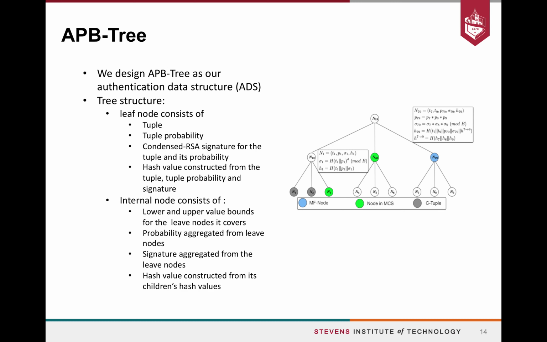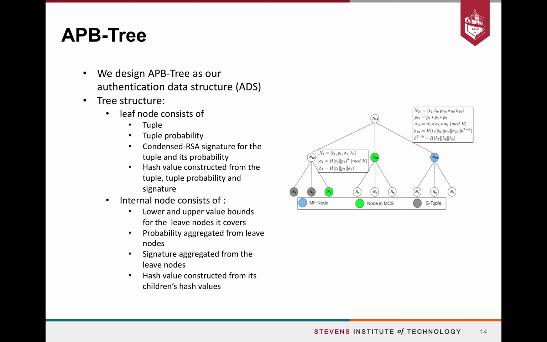The structure is very similar to the traditional Merkle tree, but we add additional information in the tree structure. In particular, in the leaf nodes, we include the tuple values as well as its probability, and also an RSA signature from its tuple and probability, and also a hash value.